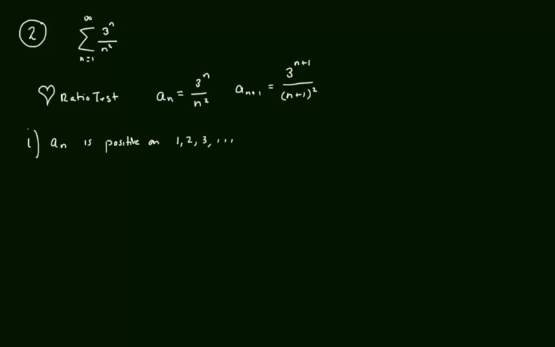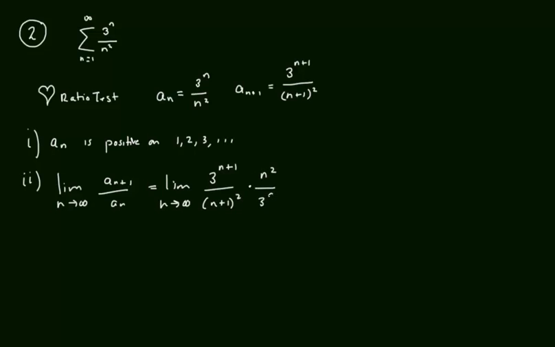I'll state that a_n is positive on 1, 2, 3, and so on. Step 2, we're going to take the limit as n goes to infinity of the (n plus 1)th term over the nth term, which is the limit as n goes to infinity of 3 to the n plus 1 over (n plus 1) squared times the reciprocal, n squared over 3 to the n. Here's where the algebra kicks in.